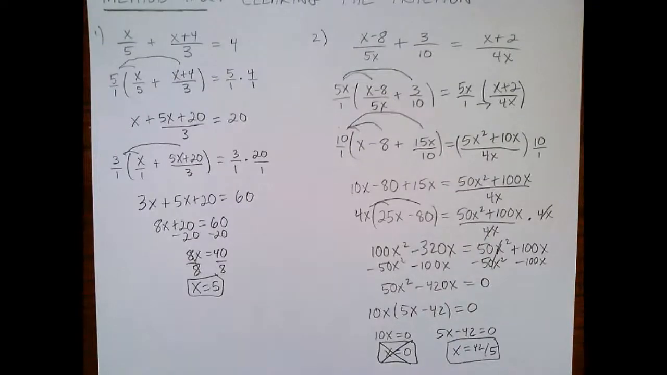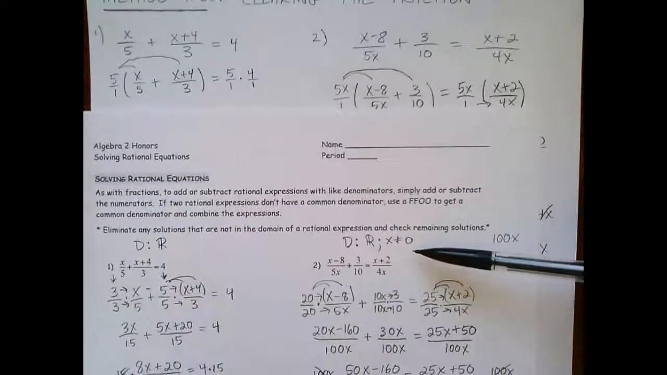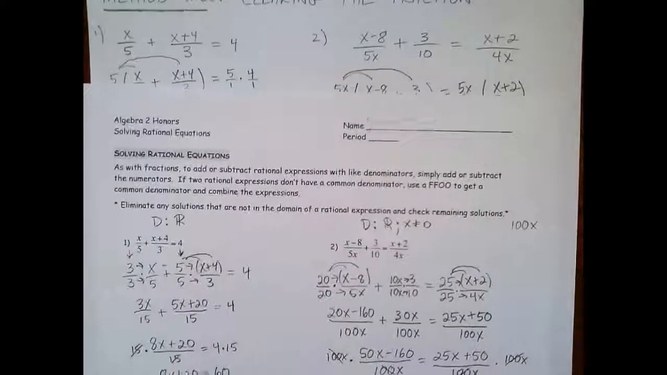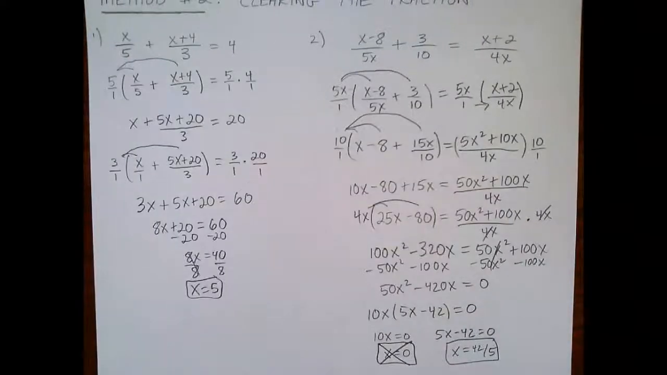So even if you are doing the clearing the fraction method, then just make sure to also consider the domain in the beginning. You still have to do this step by first saying, what are some x values that I can't have that would cause me to divide by 0, and I want to make sure to stay away from those. Okay guys, so there are two different methods for solving these kinds of things.